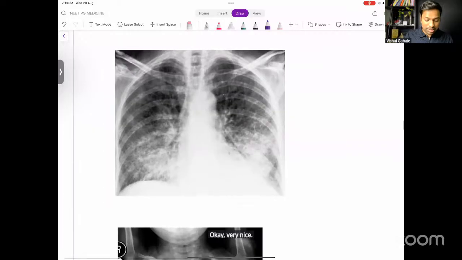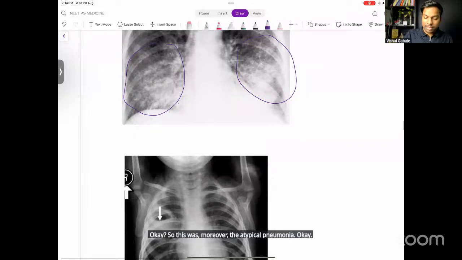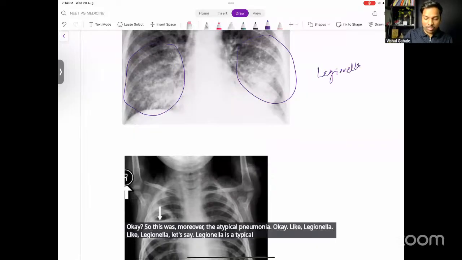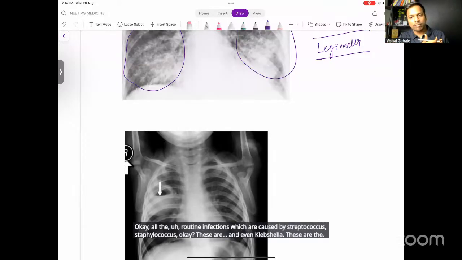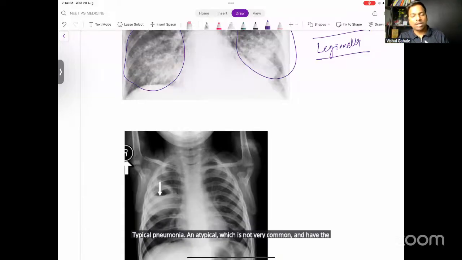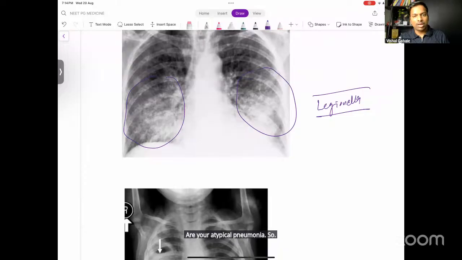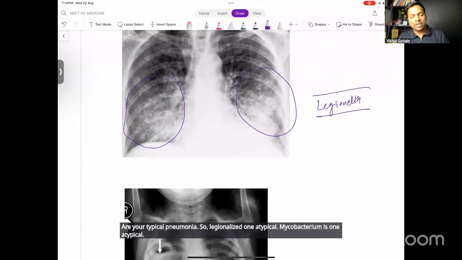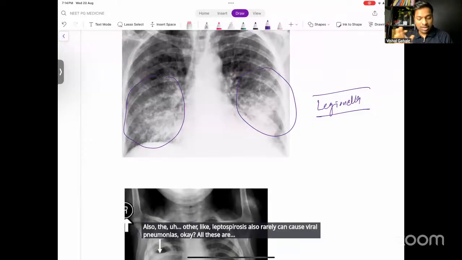Then we discussed this also. Bilateral fine nodular opacification is seen in the bilateral lower lobes. So this was moreover the atypical pneumonia, like Legionella. All the routine infections caused by streptococcus, staphylococcus, and even Klebsiella are typical pneumonia. And atypical, which is not very common and has bilateral X-ray features and is difficult to manage, is your atypical pneumonia. Legionella is one atypical, Mycobacterium is one atypical, and leptospirosis also rarely can cause viral pneumonias. All these you can say are atypical pneumonias.